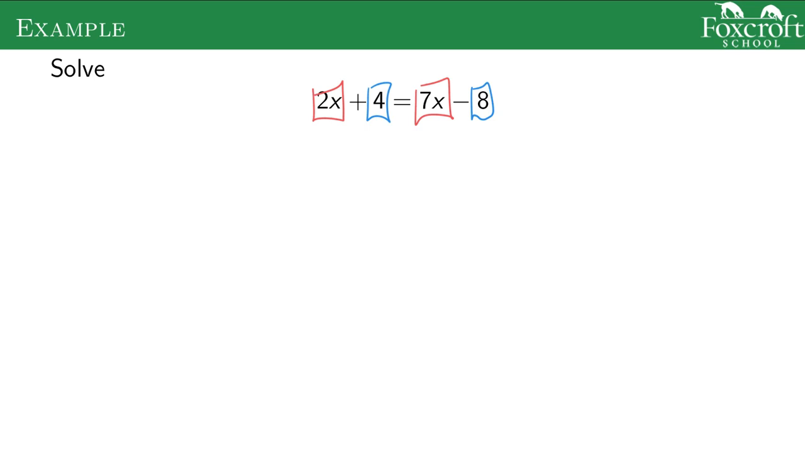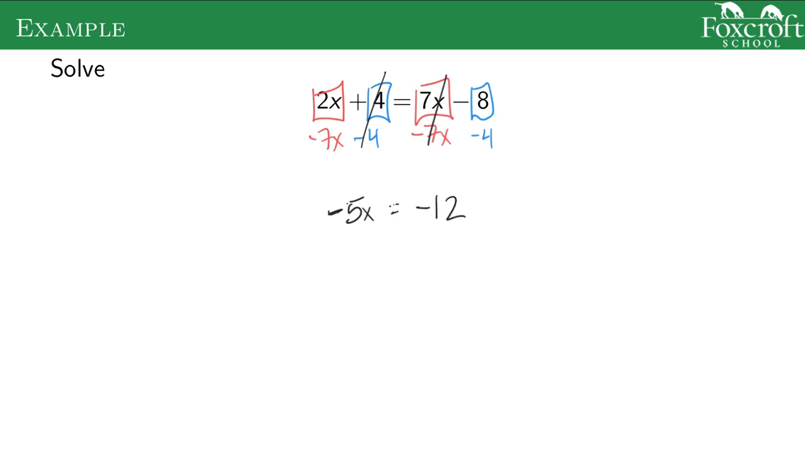So to get that 7x to the other side, I have to subtract it from both sides. And I want to get that 4 to the right-hand side, so I'm going to subtract 4 from both sides. And you can do this in 2 steps if you're more comfortable, but just with the colors, you can see it nicely in 1 step. I have 2x minus 7x is negative 5x. And again, the 4's cancel out. On the right-hand side, the 7x is canceled out, and I get negative 8 minus 4 is negative 12.